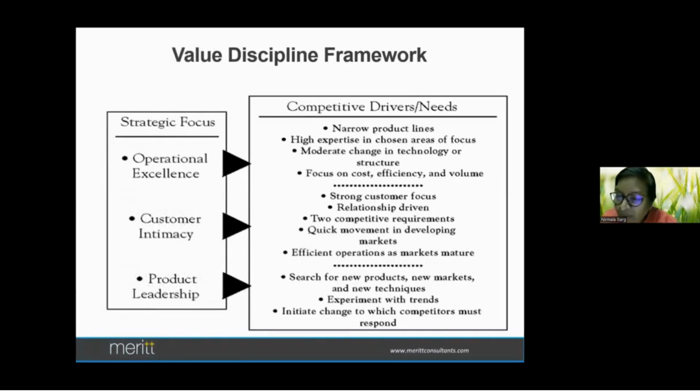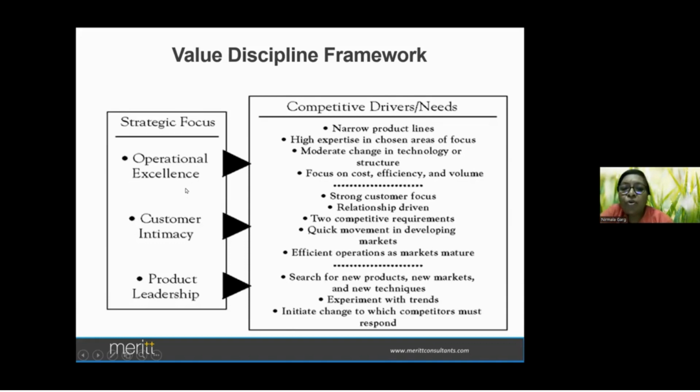I want you all to think. You'll be in 4 groups, and I want you to think of any business. Your business could be a small bookstore, a food business, a retail chain, etc. But first and foremost, you have to think in which value discipline you want to operate. Is it operational excellence, customer intimacy, or product leadership?